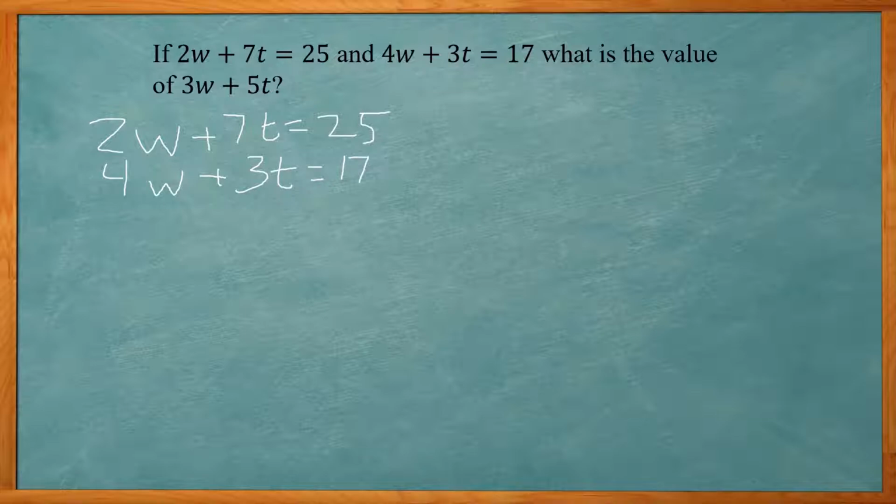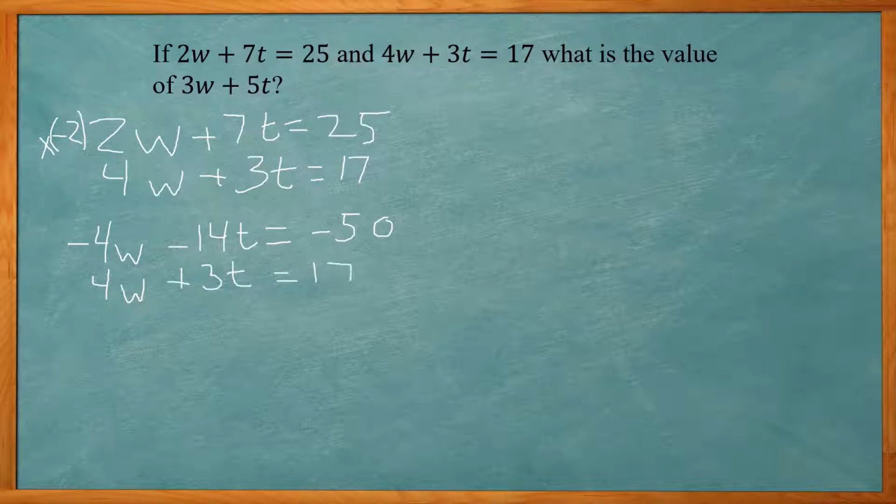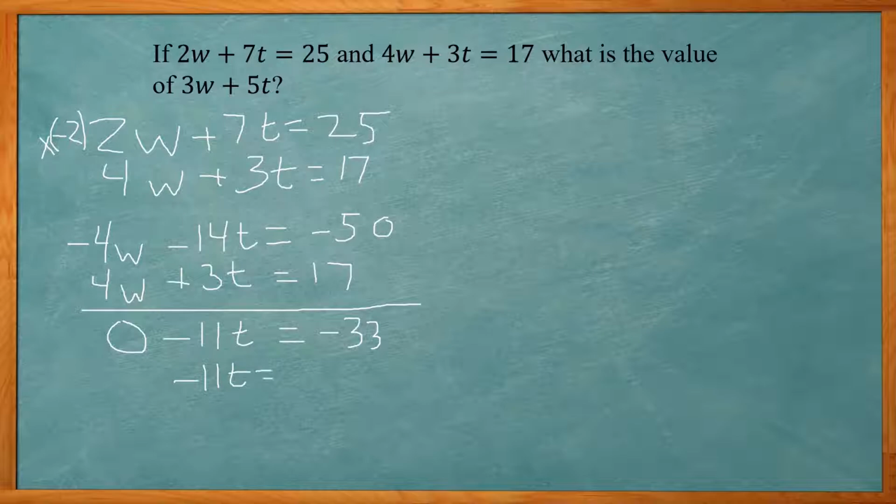With a system of equations, I can do the addition method. I've got 2w and 4w. I can multiply the top one by negative 2 to make it negative 4w plus 4w equals 0. So I'm just going to multiply this top equation by negative 2. That's going to give me negative 4w minus 14t, multiplying everything by negative 2, equals negative 50. And just bring down the second equation, 4w plus 3t equals 17. I'm going to add the columns together, which gives me 0 here, negative 11t equals negative 33. So it reduces to negative 11t equals negative 33.